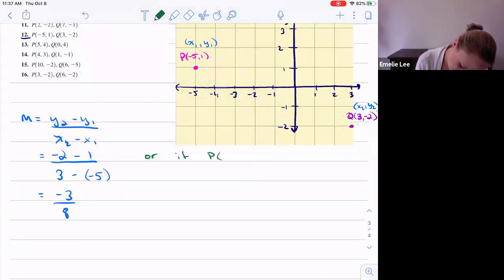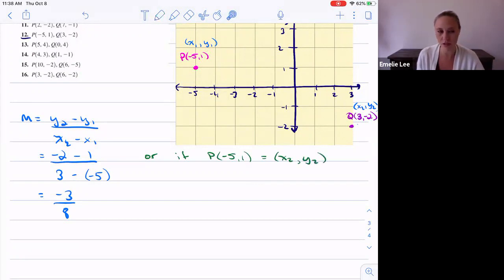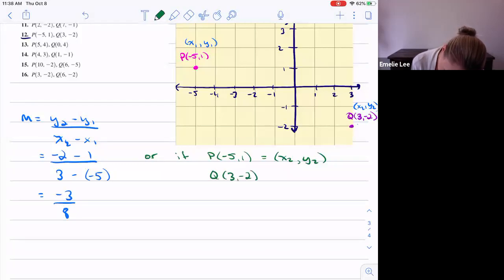If P is (-5, 1), that's x2, y2, right? So if we switch these, I just want to show you that you end up at the same thing. It actually doesn't matter as long as you're consistent. And if Q is (3, -2), that's x1, y1.